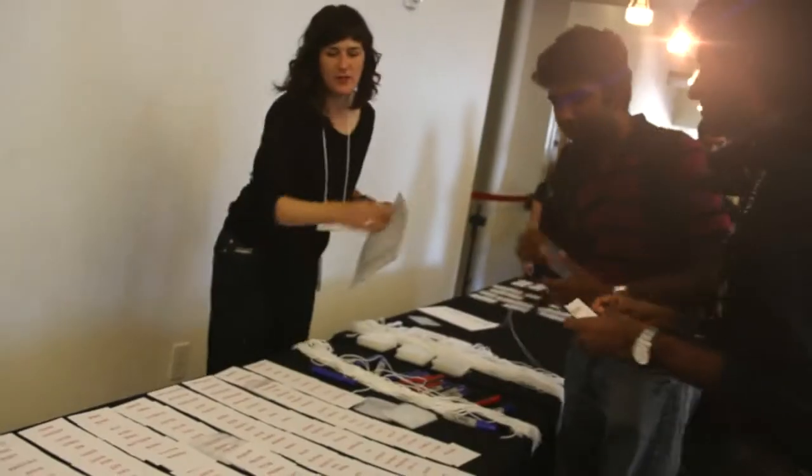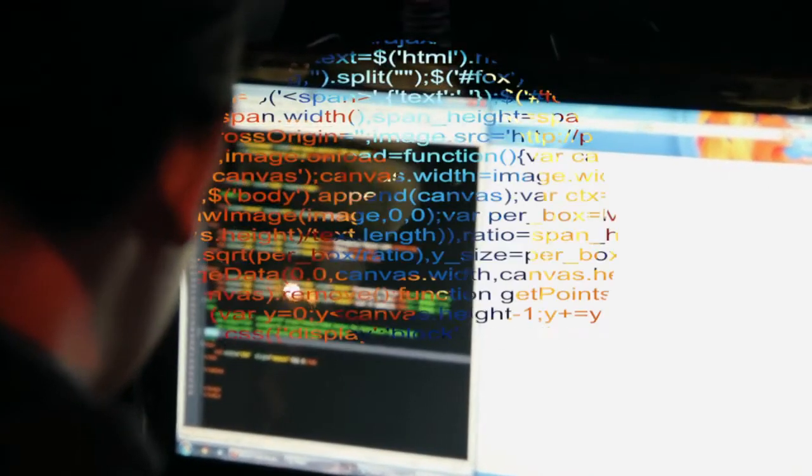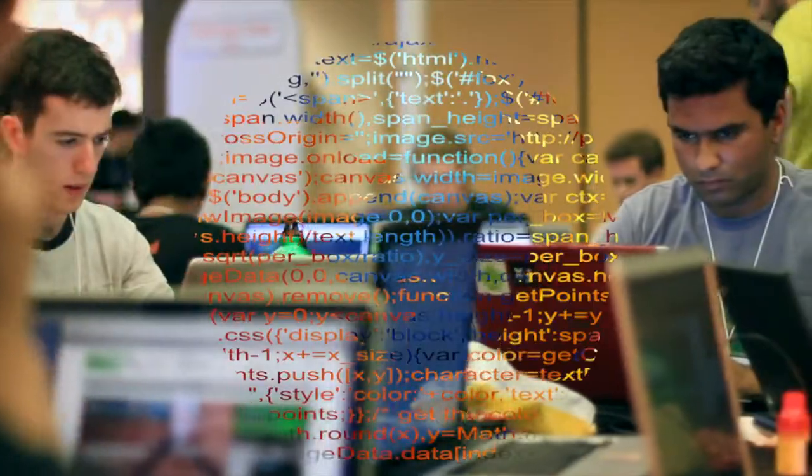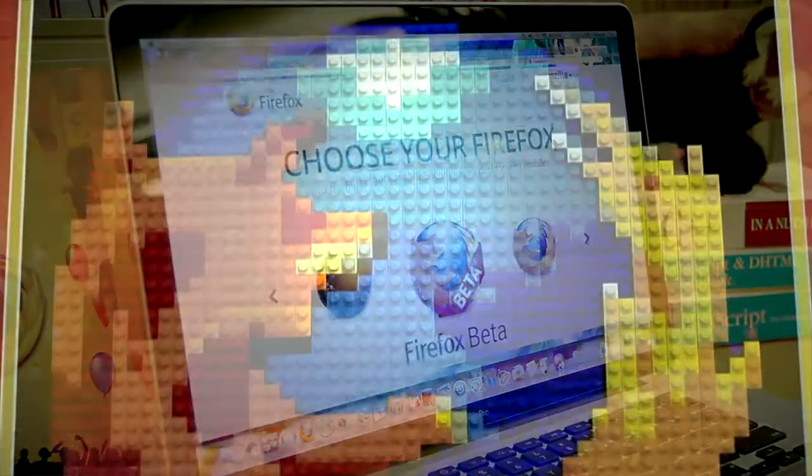Experience planning events and organizing school activities is a definite plus. Having some programming skills and being web savvy can be helpful as well, but is not necessary. Student reps should be comfortable answering basic questions about web browsers, Firefox features, and how to get involved with Mozilla. So if you love Firefox, this is the opportunity for you.